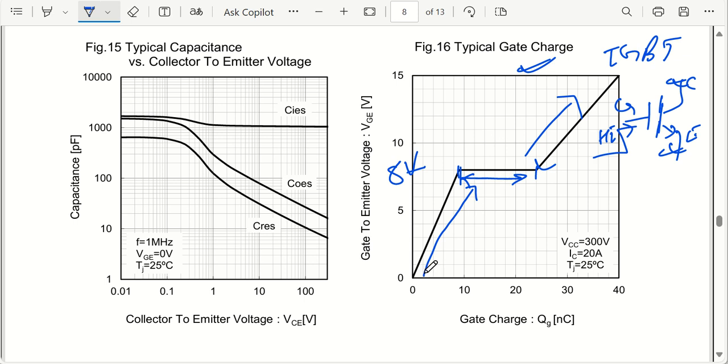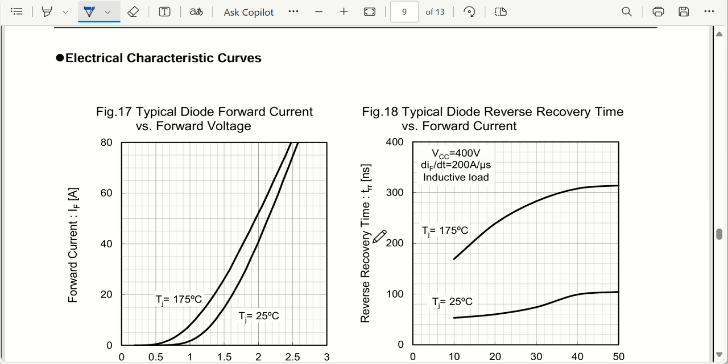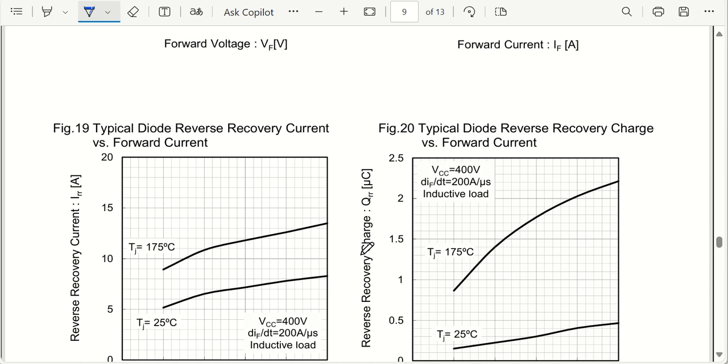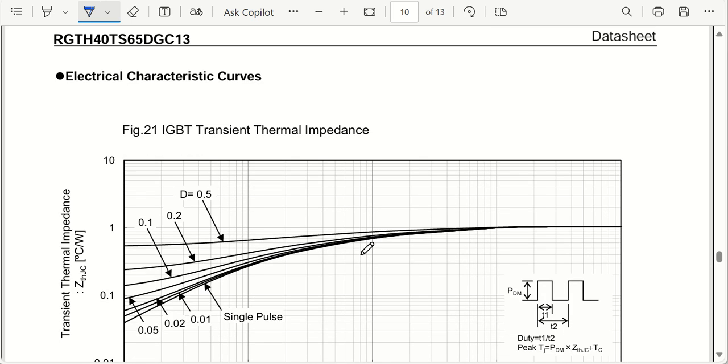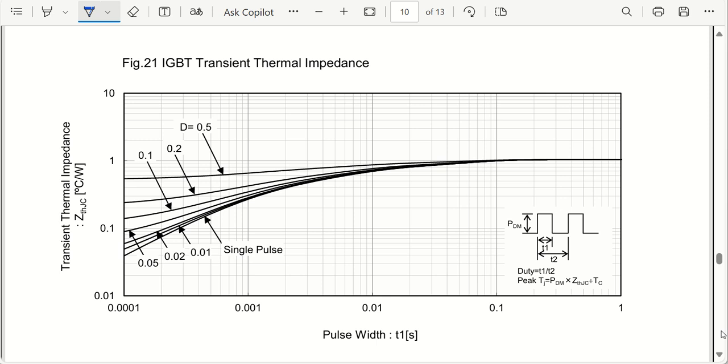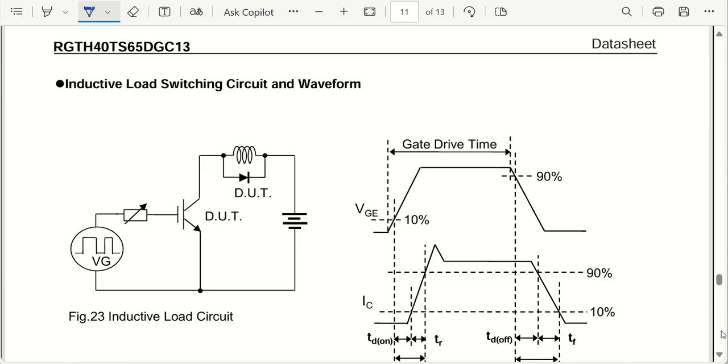Like how it is charged, it starts charging slowly, it starts increasing, then it stays for a little longer time, and then it starts increasing again. Understood? So alright guys, this was all about the datasheet information that is given inside a datasheet of an IGBT of any manufacturer. If you take any, you will be having the same thing.